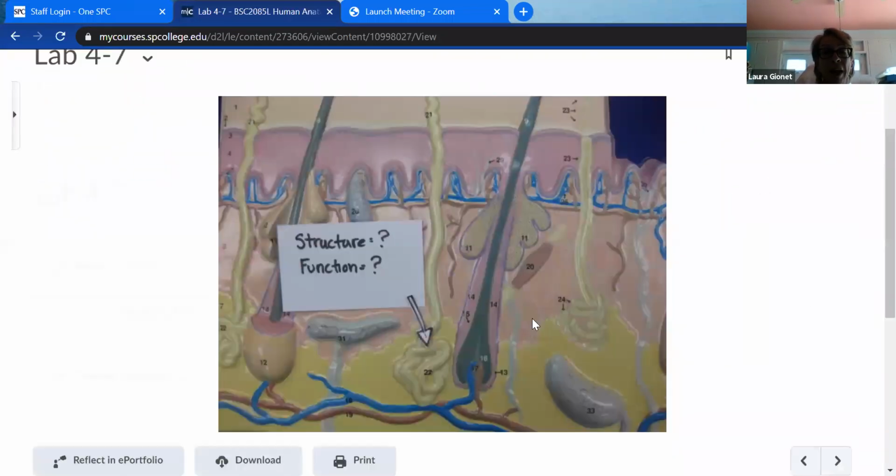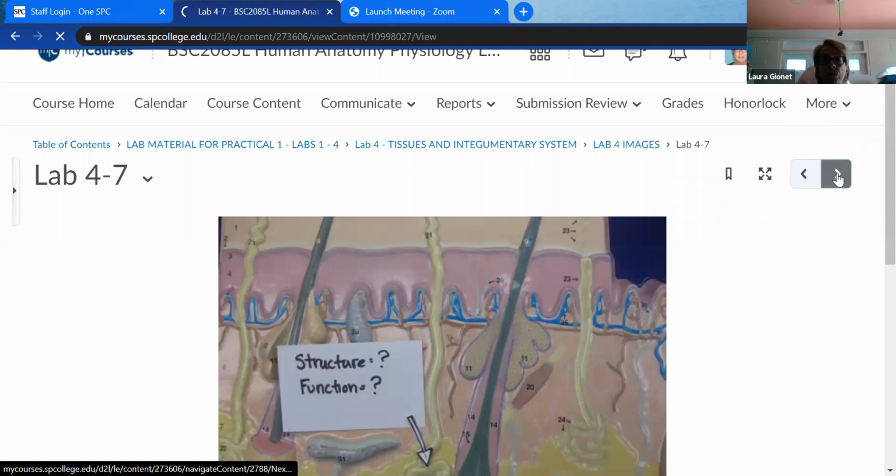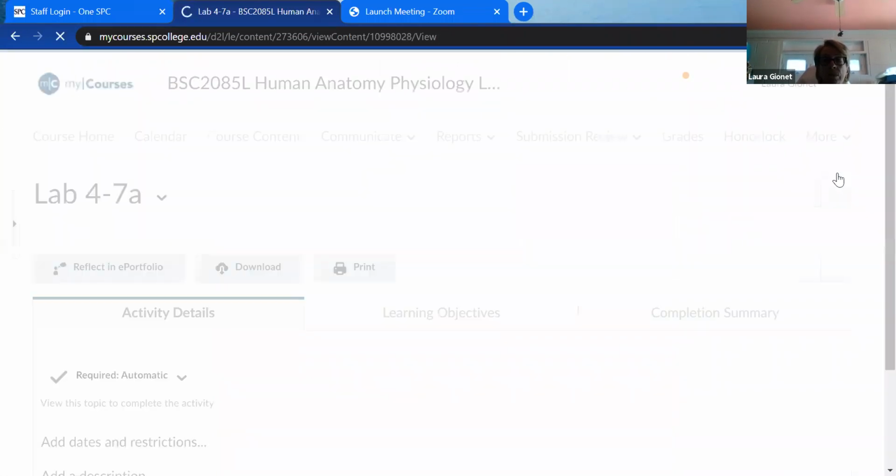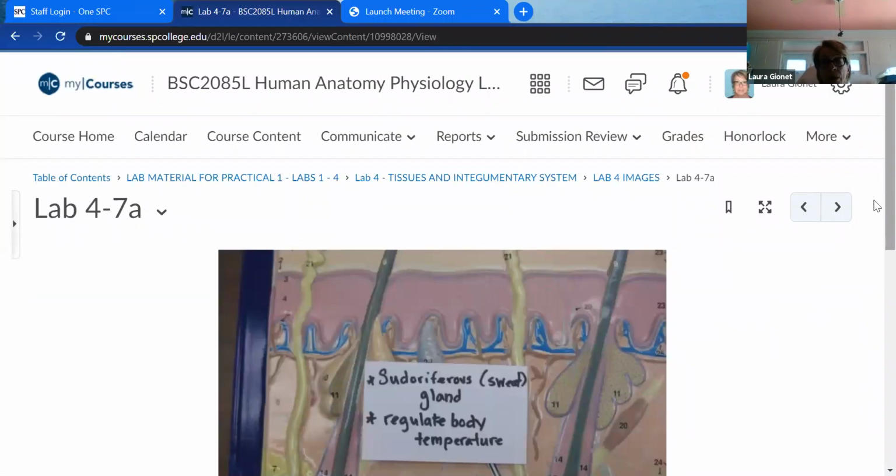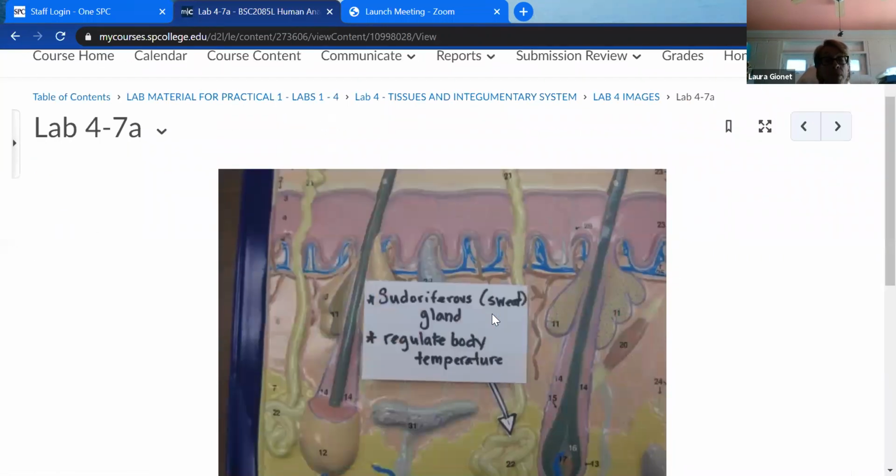All right, then we have here our sweat gland. I said at the bottom it'll be coiled, kind of like a hose when you don't have it rolled on a spool of some kind. So those are the sweat glands. Sudoriferous or sweat glands regulate body temperature and act as an antimicrobial as well.